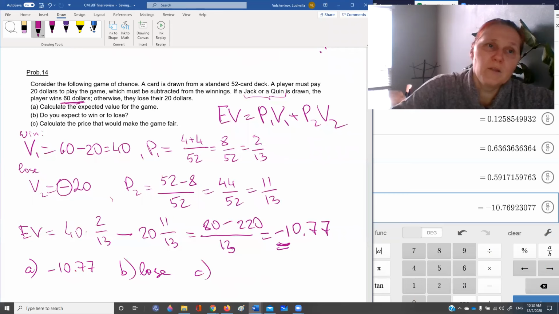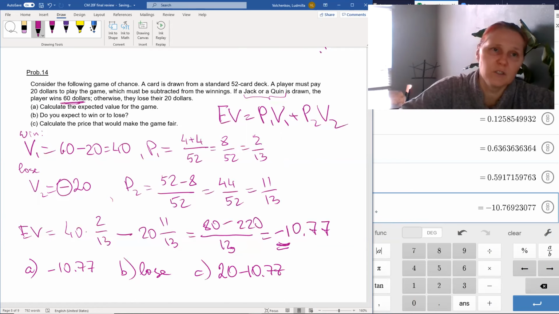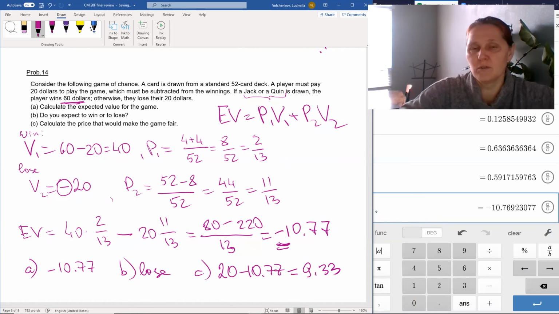If you pay $20, you expect to lose on average $10.77. So if you pay this number less, 20 minus 10.77, then the expected value must be 0. So the fair price for this game must be $9.33.